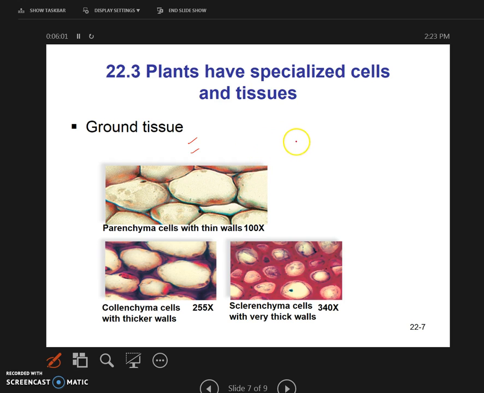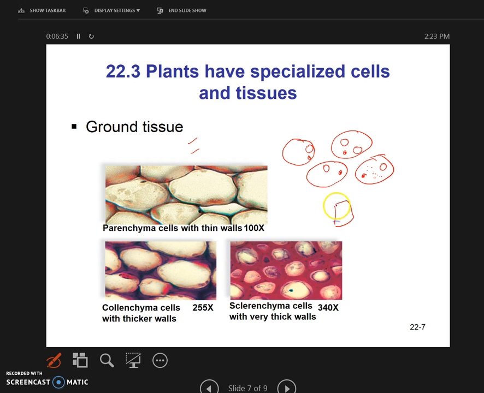So the first one, parenchyma, made up of large thin-walled cells. They have plenty of intercellular spaces. They have vacuoles. Notice the vacuoles in them. And of course, they are living. They do have a cytoplasm. They do have a living nucleus. And what is their main function? Their main function is either storage of food, or in some parts where they're exposed to sunlight, they contain chloroplast, and of course their function is photosynthesis.